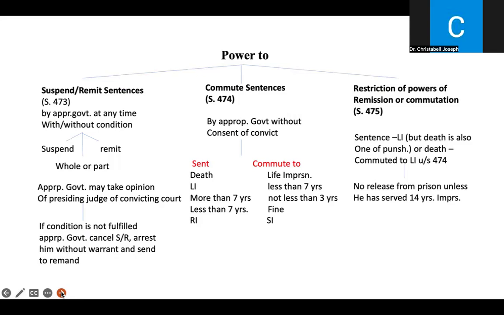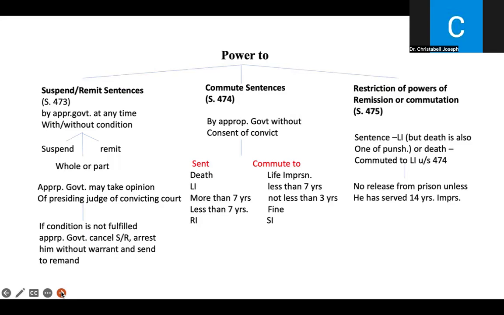Now we will move on to the next section, that is section 474, which talks about powers to commute sentence. This is an important section for you to lay a little bit of emphasis upon. What is section 474 telling us? It gives the appropriate government the authority to commute sentences without the consent of the person who is sentenced. Now, what is the power that is being given here to commute the sentence?